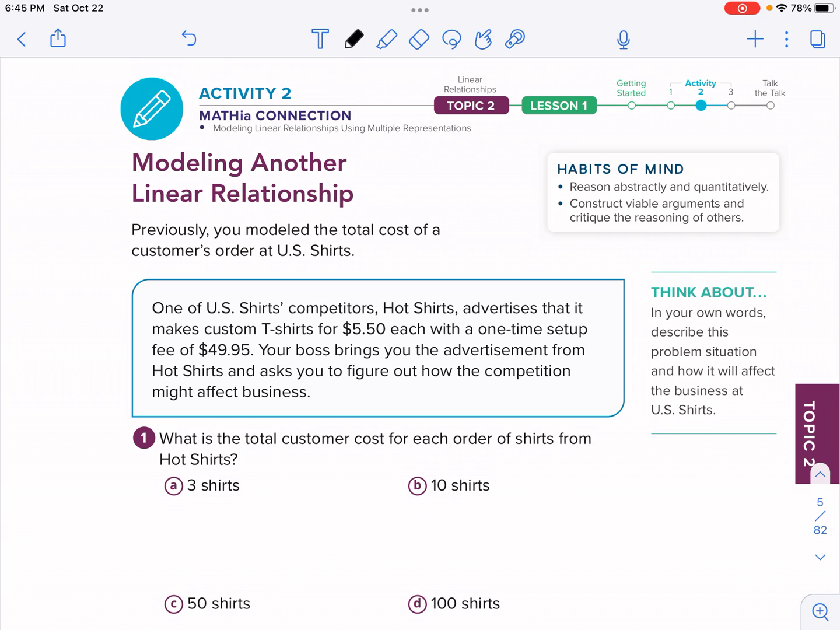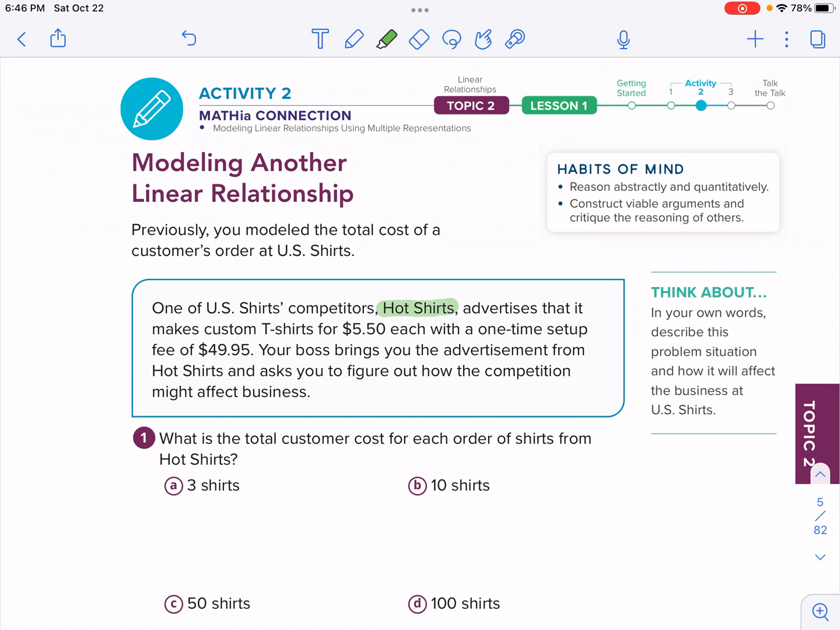Modeling another linear relationship. So what we have here is a similar context, but we have a different store. It says one of U.S. Shirts' competitors, called Hot Shirts, advertises that it makes custom shirts for $5.50 each, with a one-time setup fee of $49.95, so close to $50.